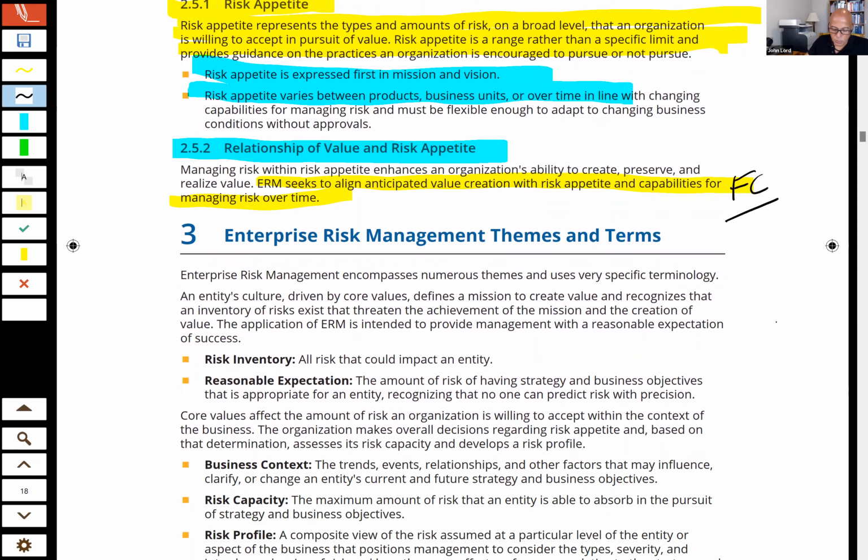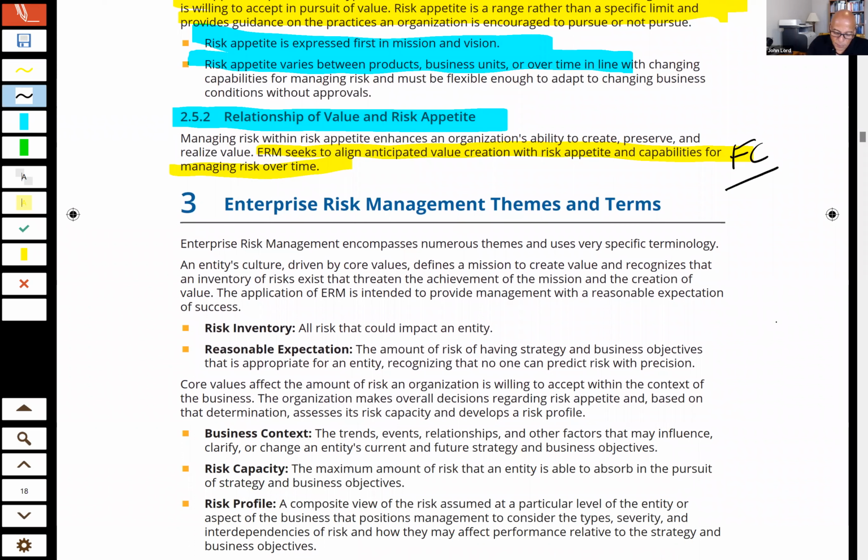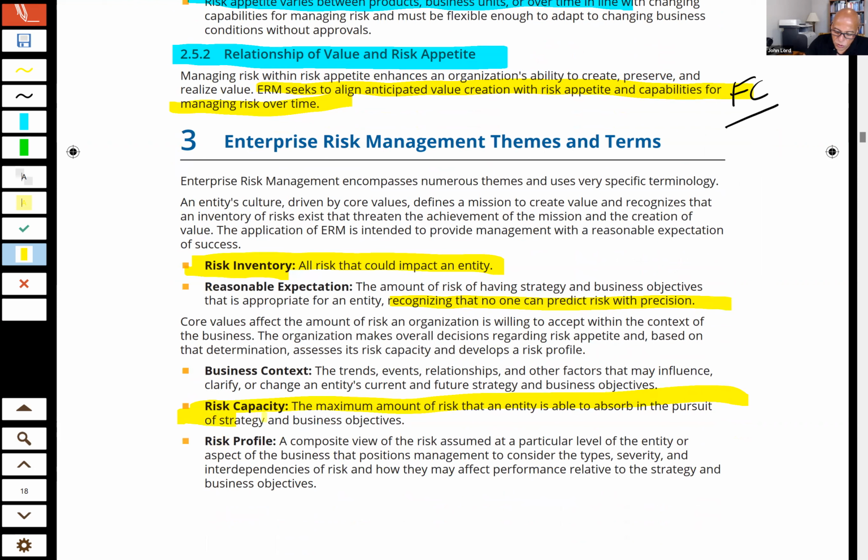So as we go through this process, we're going to take a risk inventory. Okay, so this is sort of like the risk assessment that we talked about before. What are some things that are going to be risk if we take on a particular project? We just did some of that in a little example of the pharmaceutical company, right? And when we look at this, we're going to have reasonable expectations, recognizing that no one can predict risk with a certain level of precision. Risk capacity is the maximum amount of risk the entity is able to absorb in the pursuit of strategy.